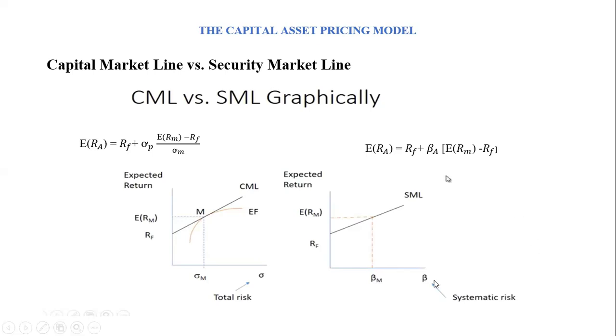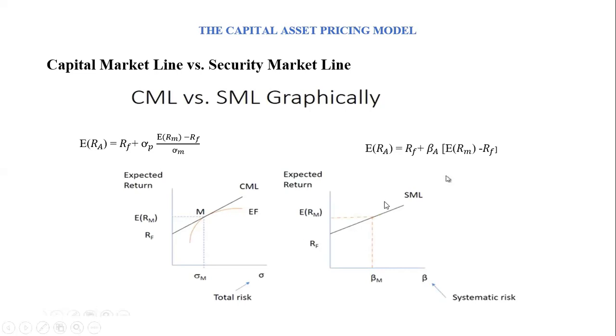So this sign represents beta, and this sign we know from JSS is standard deviation. That's why we say total risk is being measured by standard deviation, and systematic risk is being measured with beta. Now, when we say beta is 1, it means that your investment is as risky as the market risk.